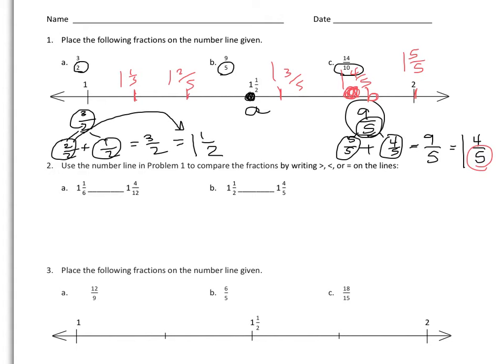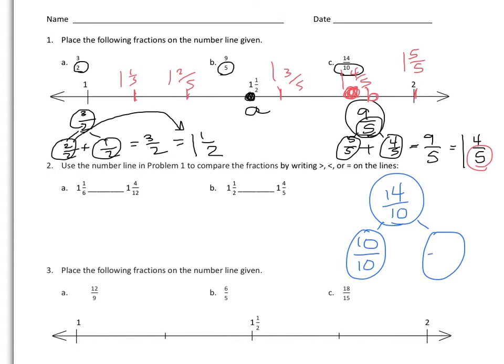Okay, then I'll come down here and do C, which is 14/10. Again, I want to do the number bond first. So when you do the number bond, remember you're thinking about what makes one whole. One whole is going to be 10 over 10, which leaves me with 4/10 left. Well, I know that this is going to equal one whole and 4/10. So I'm going to do the same thing.